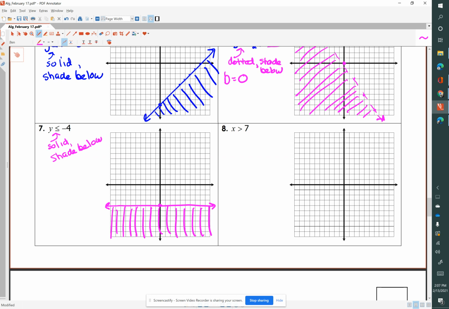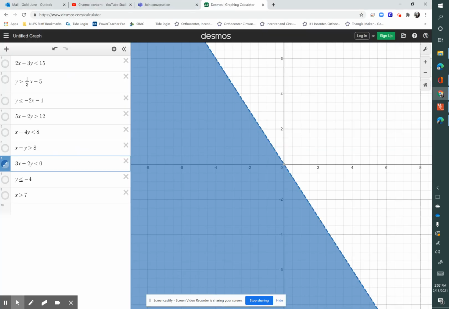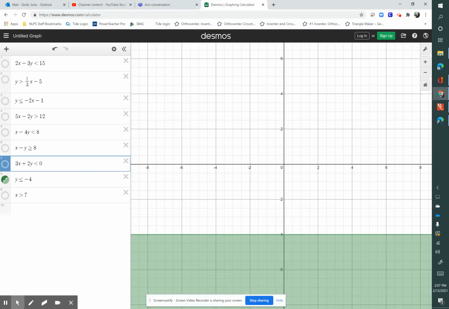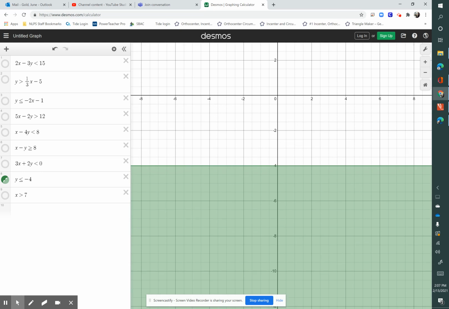Okay, no slope. So y is less than or equal to -4. Let's compare that with Desmos. And there you have it. There's our y-intercept of -4.